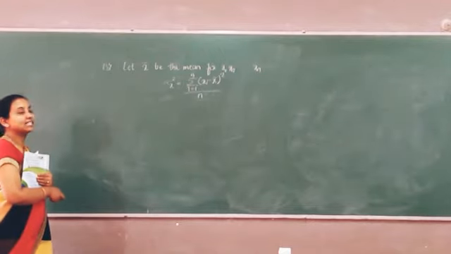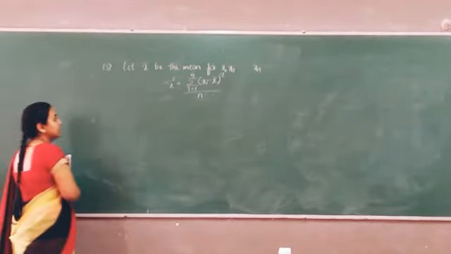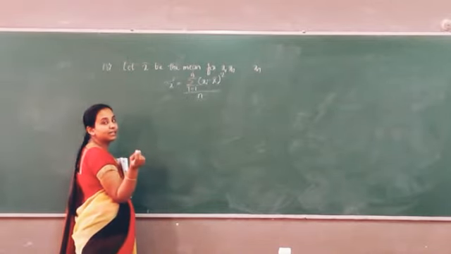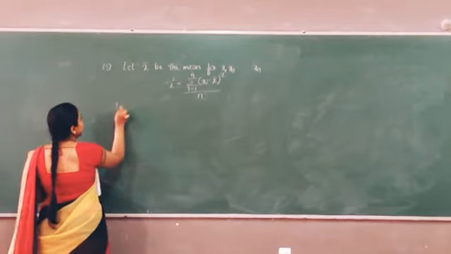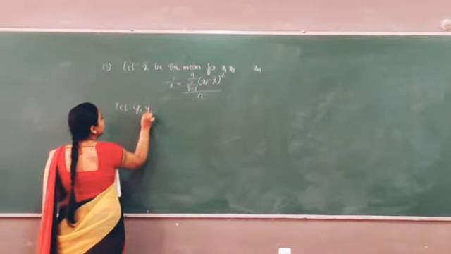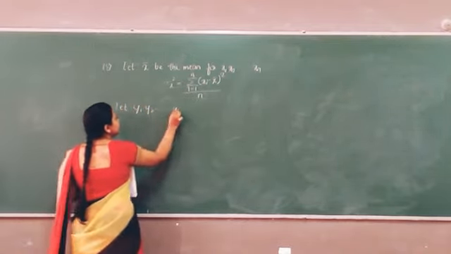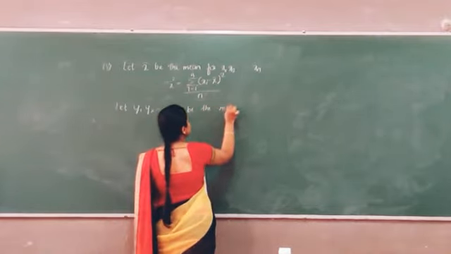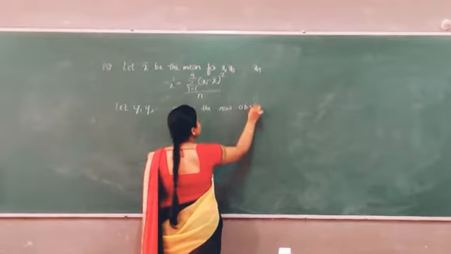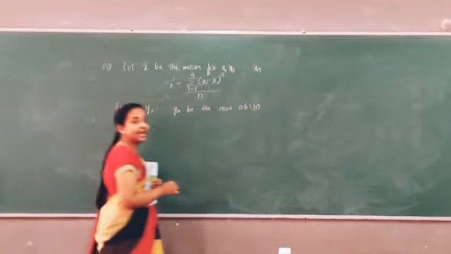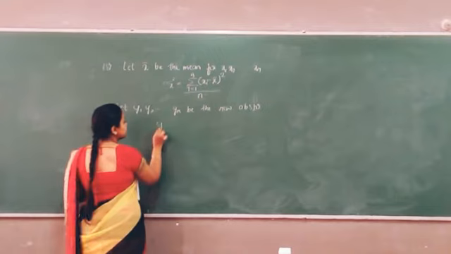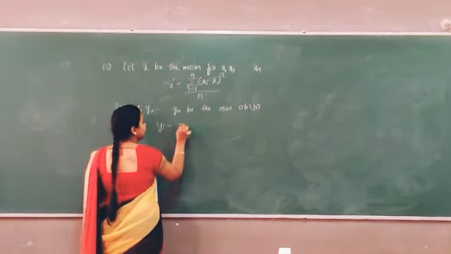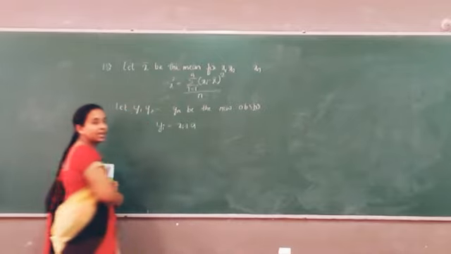Now each of these xi are added by a. So what will we get as our new observations? y1, y2 and so on up till yn. So let y1, y2 and so on up till yn be the new observations. And how are these new observations obtained? They have been obtained by adding a to each xi.